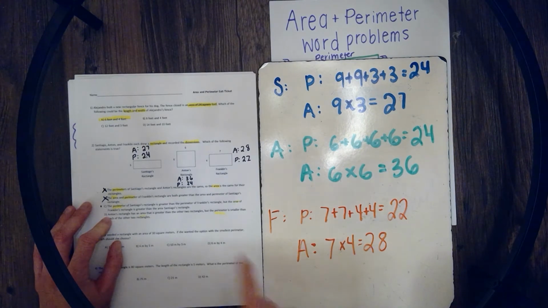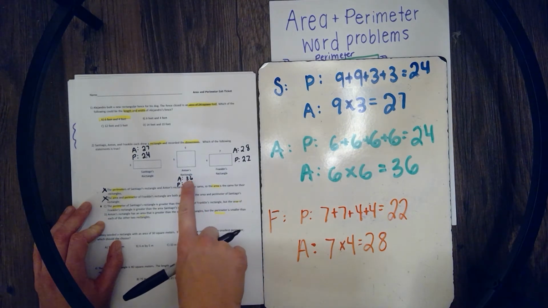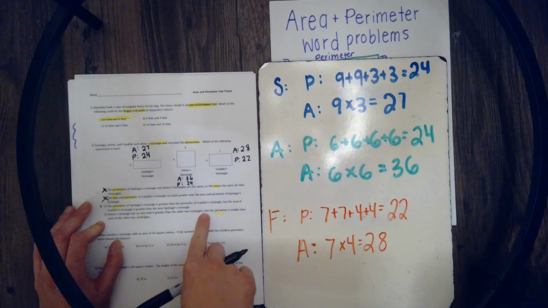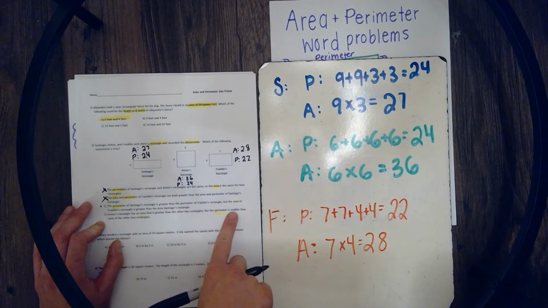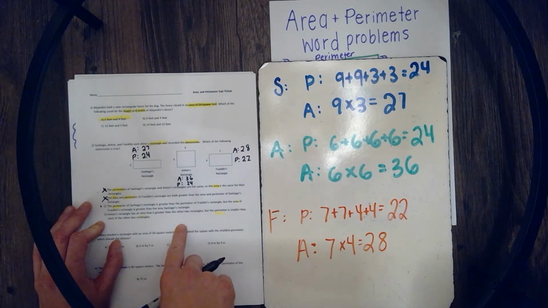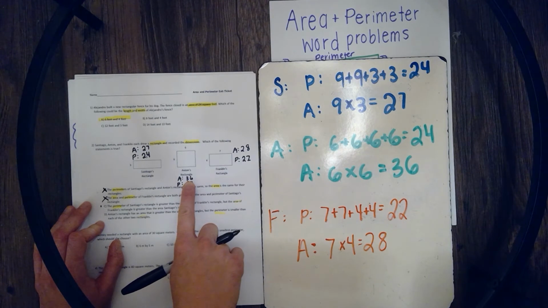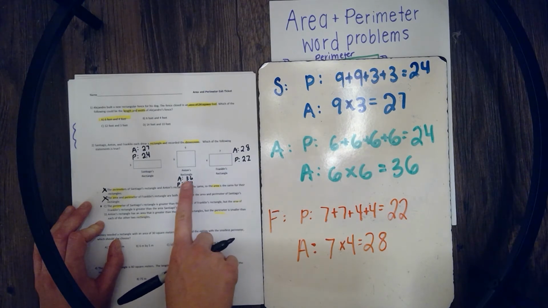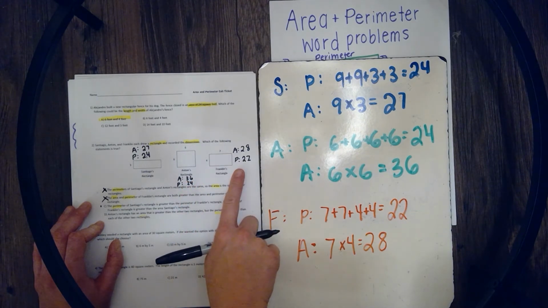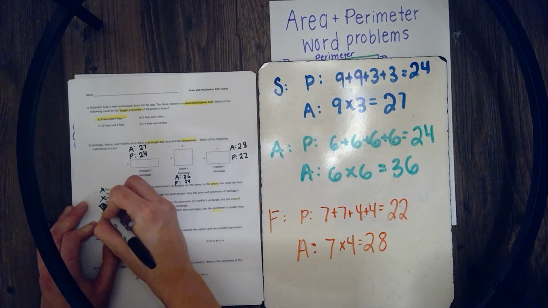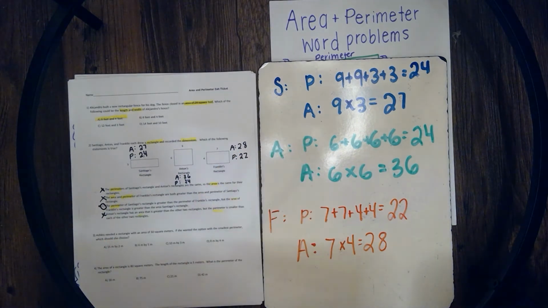Letter D. Antoine's rectangle has an area that is greater than the other two rectangles, but a perimeter that is smaller than the other two rectangles. So let's see here. Antoine does have the largest area, but it's saying that it has the smallest perimeter, and that's not true. Franklin's has the smallest perimeter. So C is the only one that is all correct.